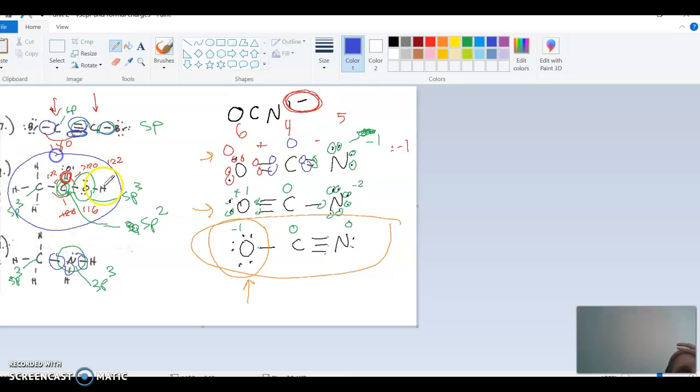In this molecule here, I would say there's 1, 2, 3, 4, 5, 6 sigma bonds. And only, 1, 2, 3, 4, 5, 6, 7, 7 sigma bonds. One of these double bonds is a sigma bond, and the other one is a pi bond.